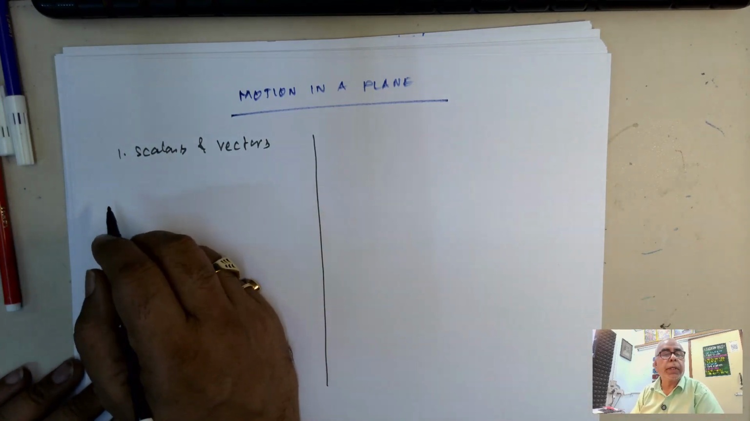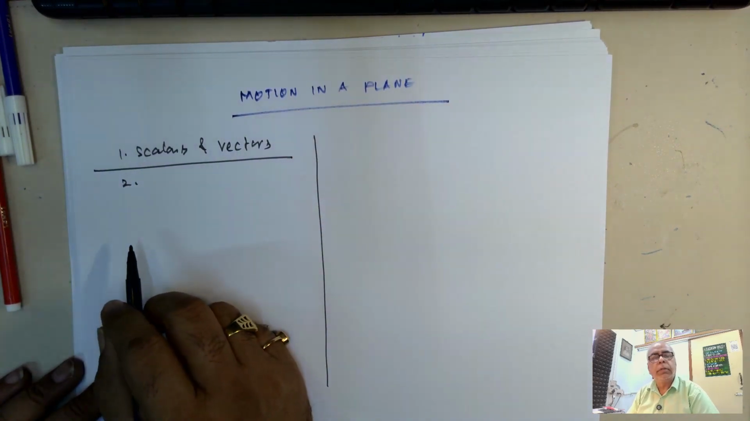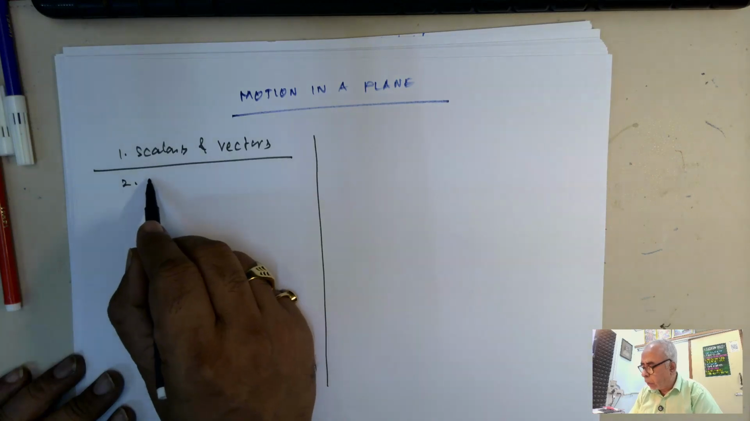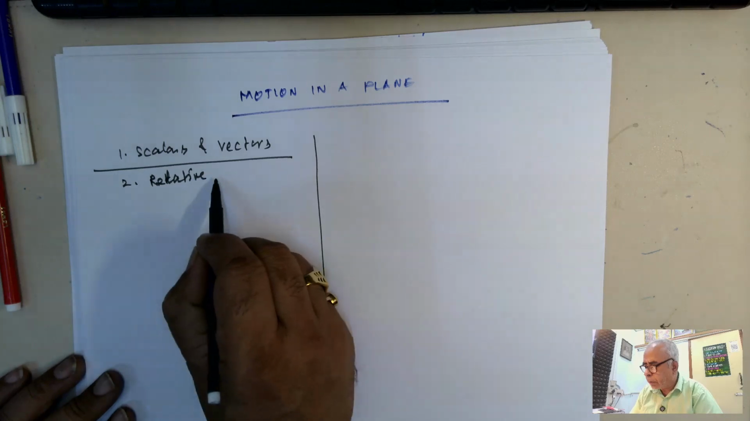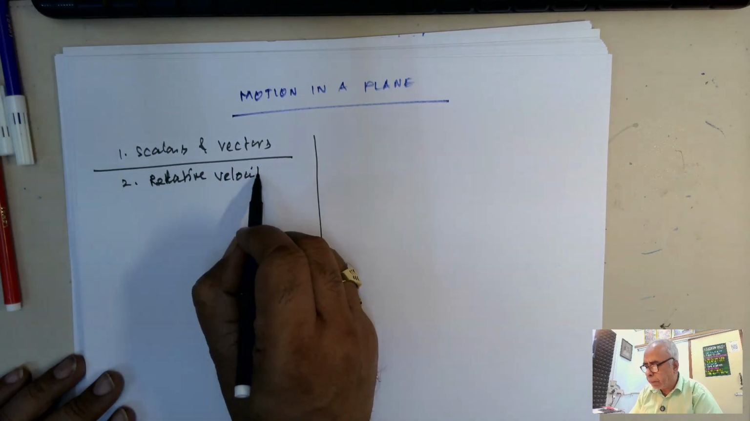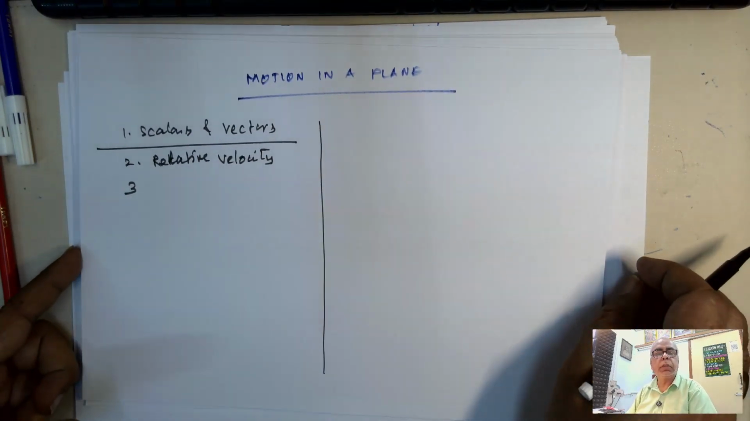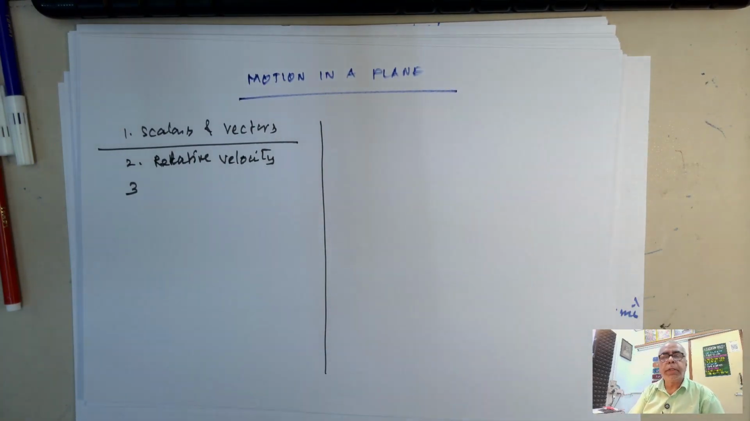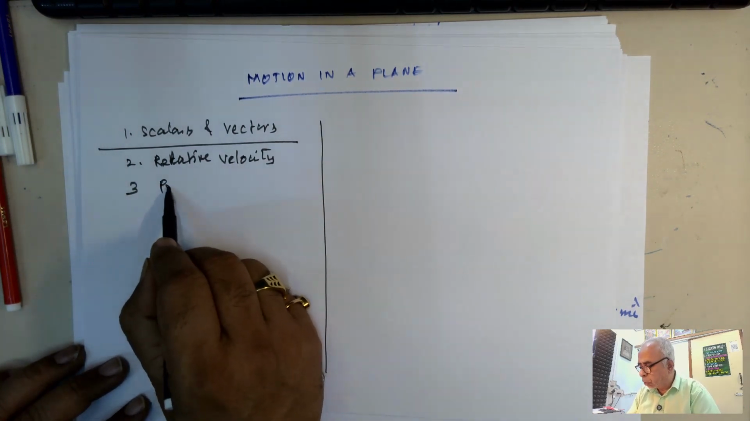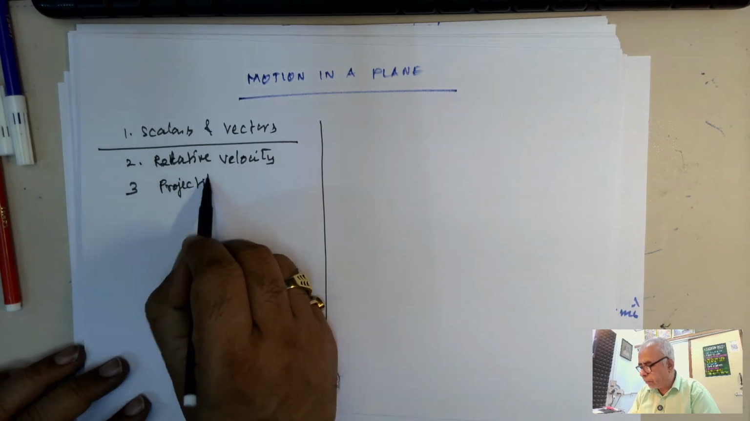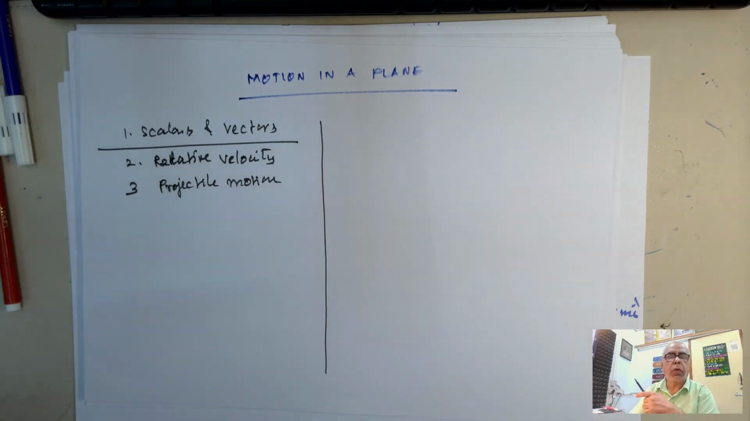two-dimensional motions. Then, secondly, after finishing this great topic, we will be explaining about the relative velocity. Take the relative velocity. What is relative velocity? Then third, I'll be explaining the projectile motion also. Okay, projectile motion. So that is the next topic.